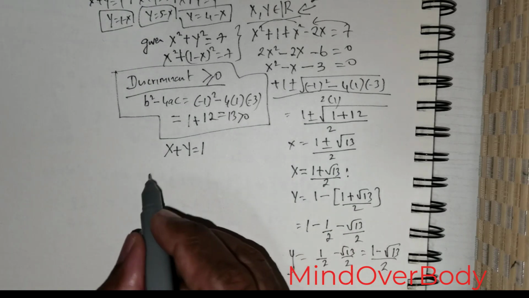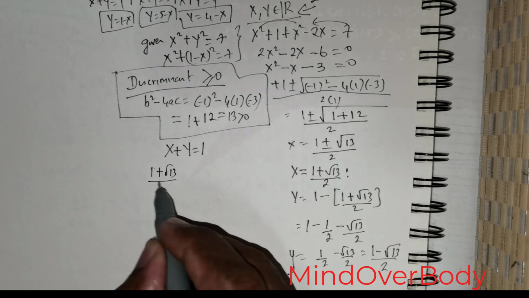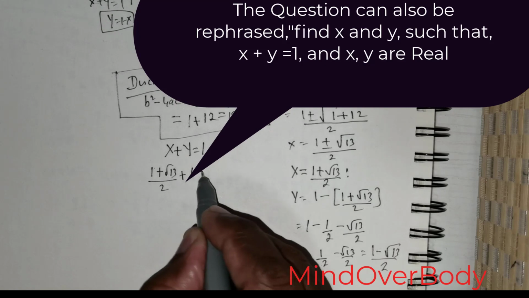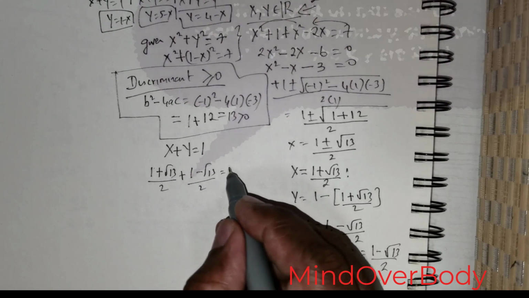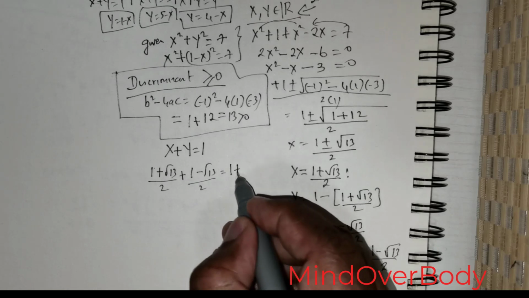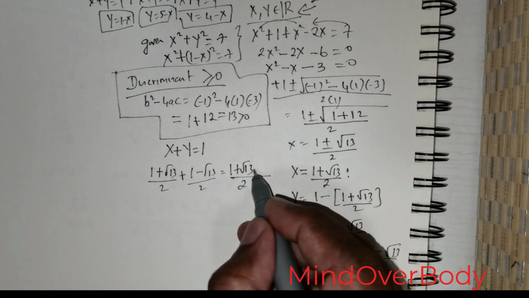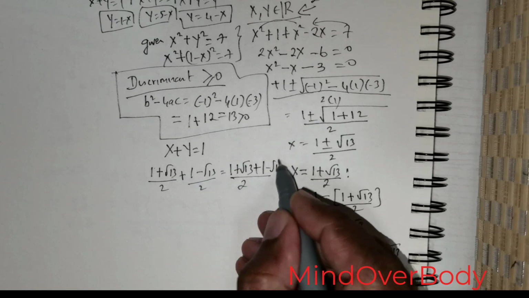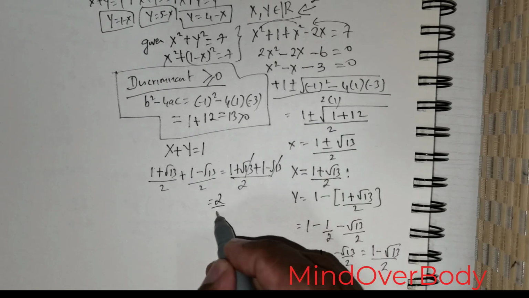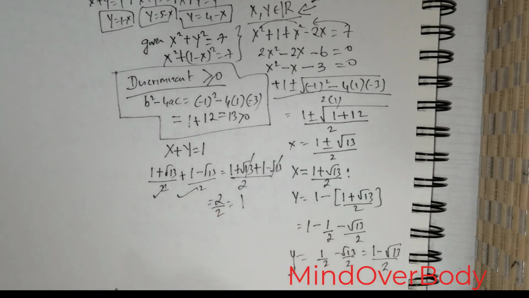So if we were to substitute the value of x, so let me substitute the value of x. x is 1 plus root of 13 over 2 and the value of y is 1 minus root of 13 over 2. Now clearly this is going to be equal to 1 plus 1. Since the LCM is going to be the same, this is going to be 1 plus root of 13 followed by a plus 1 and a minus root of 13. Both the things get cancelled, giving me 2 over 2 is equal to 1. So clearly x plus y is equal to 1 and the values of x and y are satisfying.